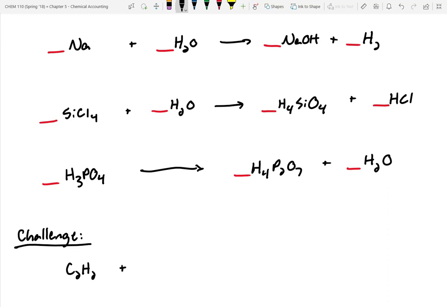C2H2 plus O2. Has anybody done welding? Welding, so this is the reaction for welding, right? When you get a welding tank, you have acetylene, which is C2H2, and oxygen, which is O2. So oxyacetylene is this reaction. When you do that combustion reaction, you create CO2 gas and water. So let's see if you can balance that one if you've got the first three done.